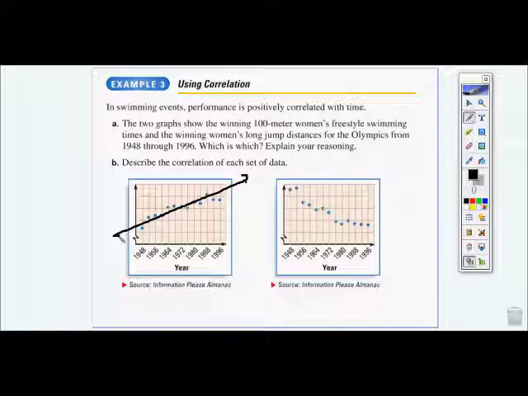If we look at this other graph, we notice that a best fitting line would show a decrease during the times. So the first graph must represent the long jump distance because the winners have tended to jump farther with each Olympic year. The second graph must represent the swimming times because the winners tended to swim faster with each Olympic year. The first graph shows a positive correlation between the year and the winning distance, and the second graph shows a negative correlation between the year and the winning time. And that concludes lesson 5.4 on best fitting lines.